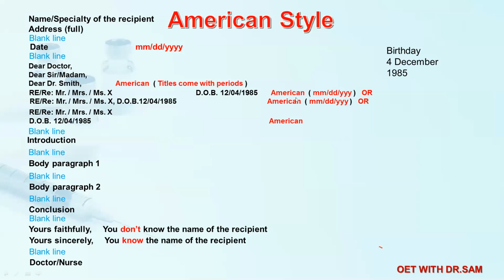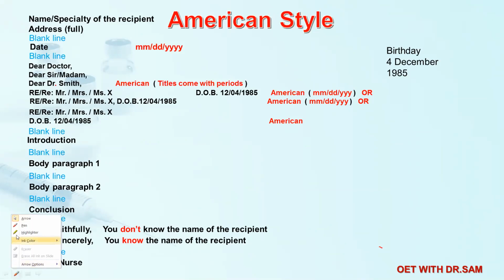And this is date of birth in American, DOB, separating them with periods, and another one space, then the month, December 4, 1985. Or you can write another style, another option we mentioned earlier, like this one, regarding, comma, one space, DOB, date of birth. Or the last one, you can write regarding, then date of birth just after the name.